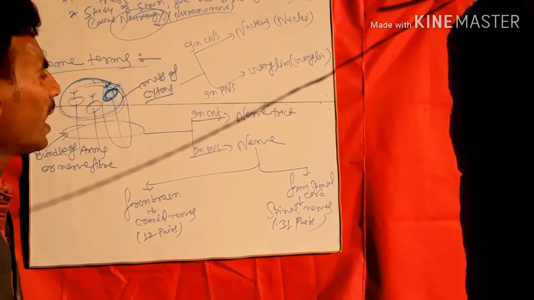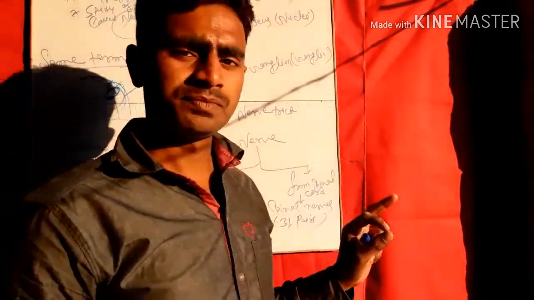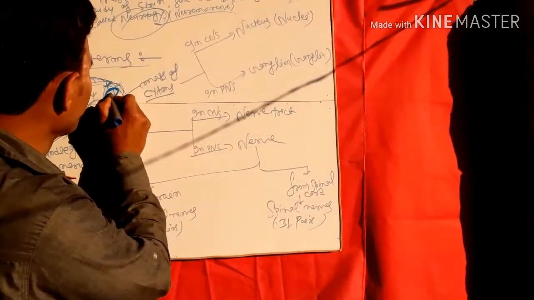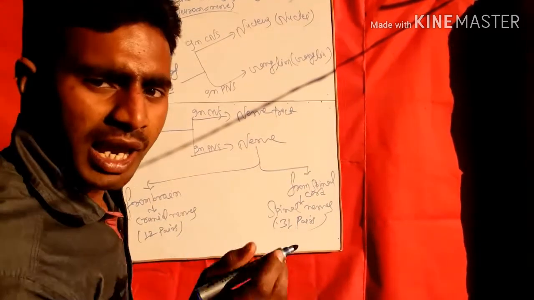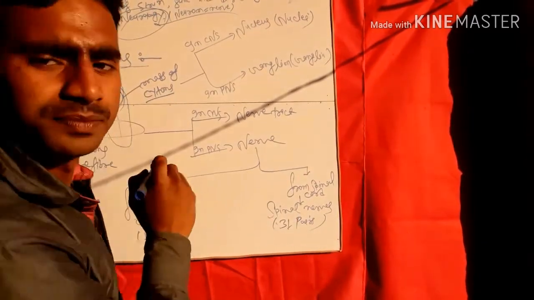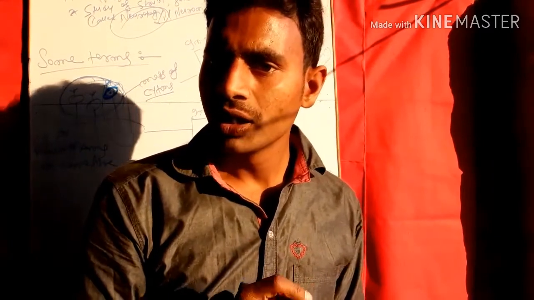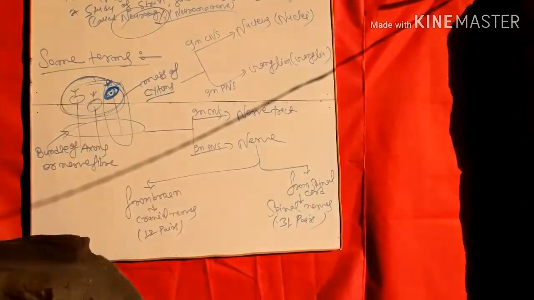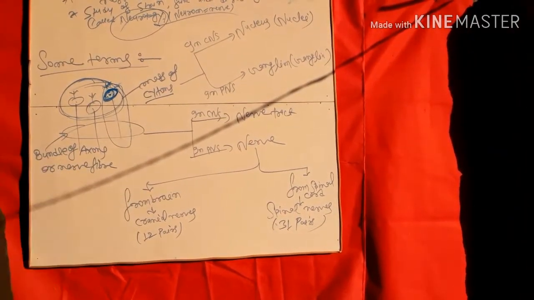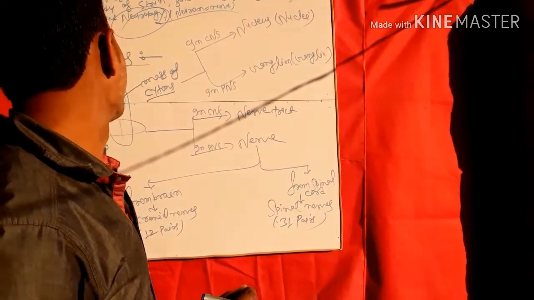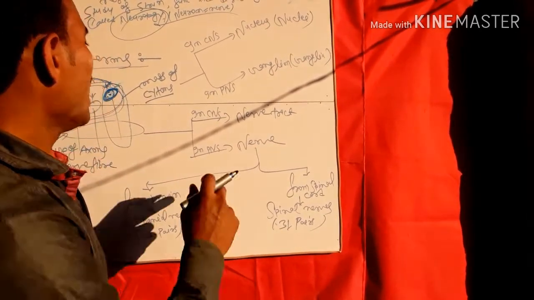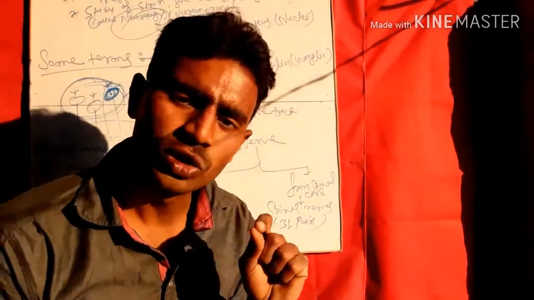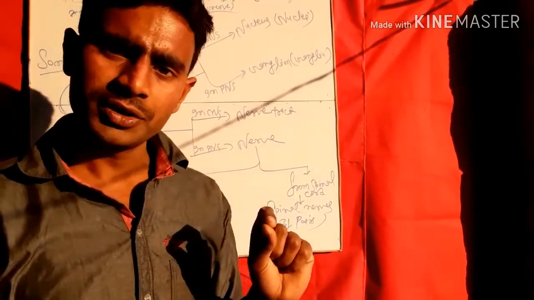Okay, and here in the cyton, inside the cell body, nucleus and cytoplasm are present. Okay, nucleus and cytoplasm are present. In the cytons, nucleus and protoplasm, that is cytoplasm, are present.